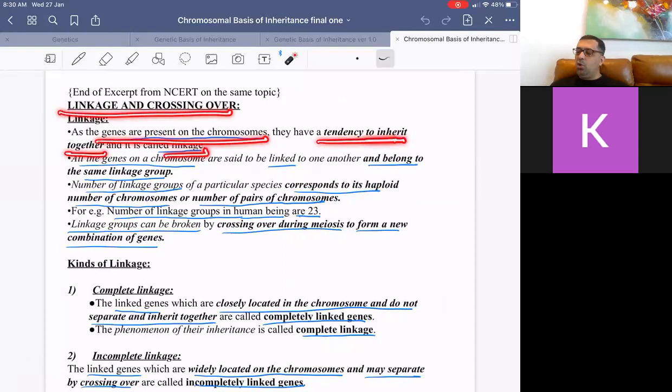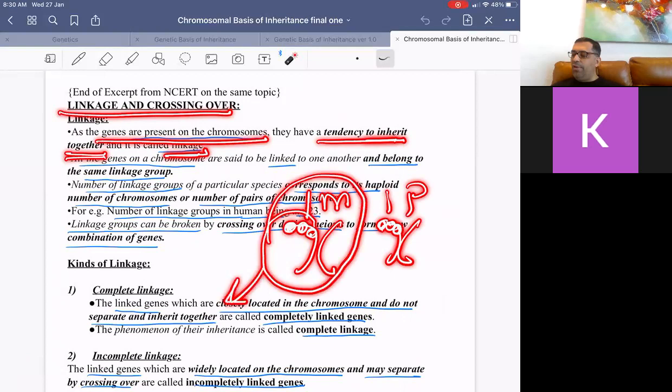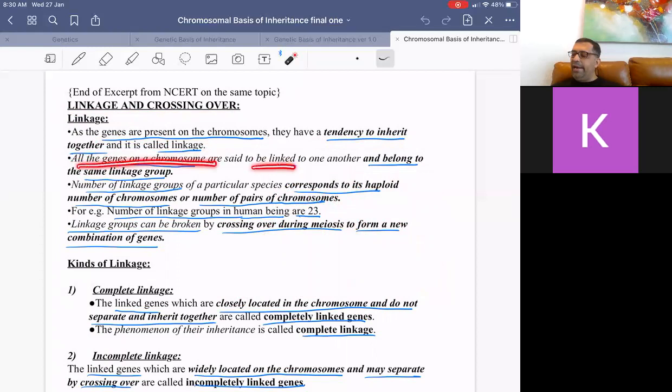So, suppose you have chromosome number 1 maternal and chromosome number 1 paternal, and you have genes for color of eye, color of hair, color of skin, and you have genes for color of eye, color of hair, color of skin. Then these genes tend to inherit in the next generation together and are a part of linkage. They belong to the same linkage group. And all the genes of a chromosome are linked and belong to the same linkage group.